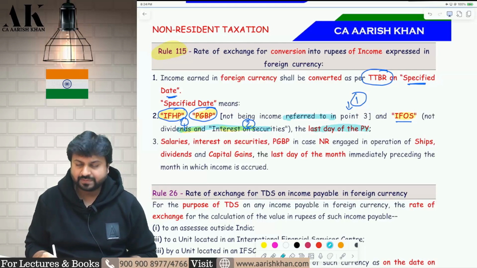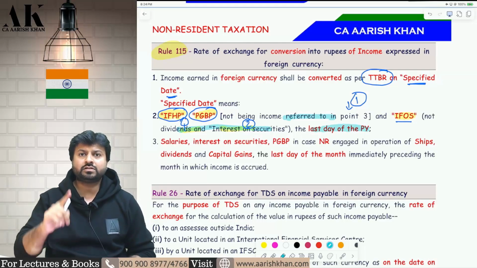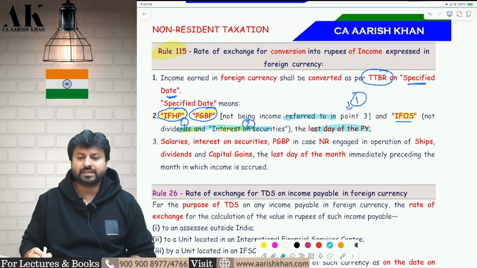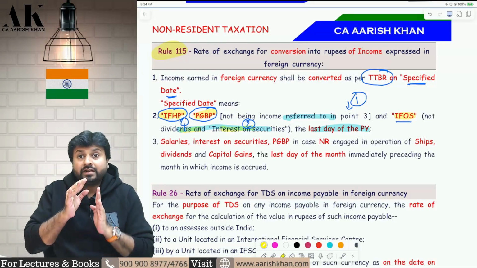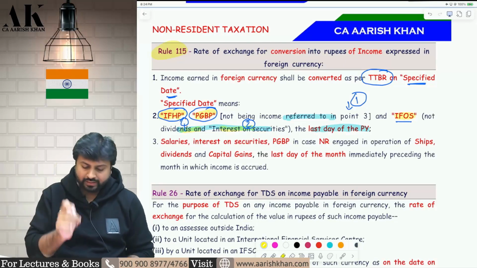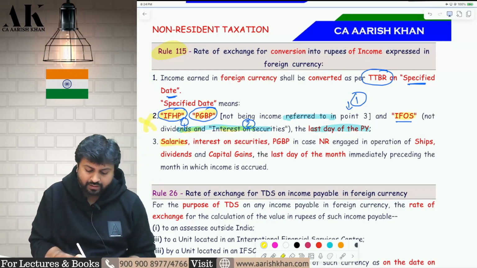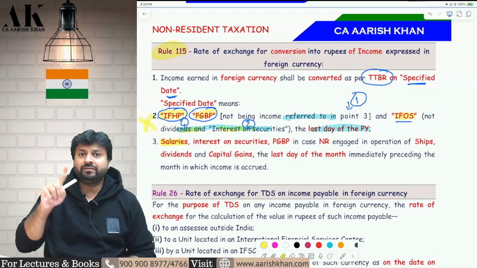Then you will convert as per the last day of the previous year. 31st March 2025, whatever is the TTBR, you will convert as per that. What about others? For all other incomes, you will follow the TTBR on the last day of the preceding month. For example, salary was not covered in point number 2. For salary, you will take the last day of the previous month.